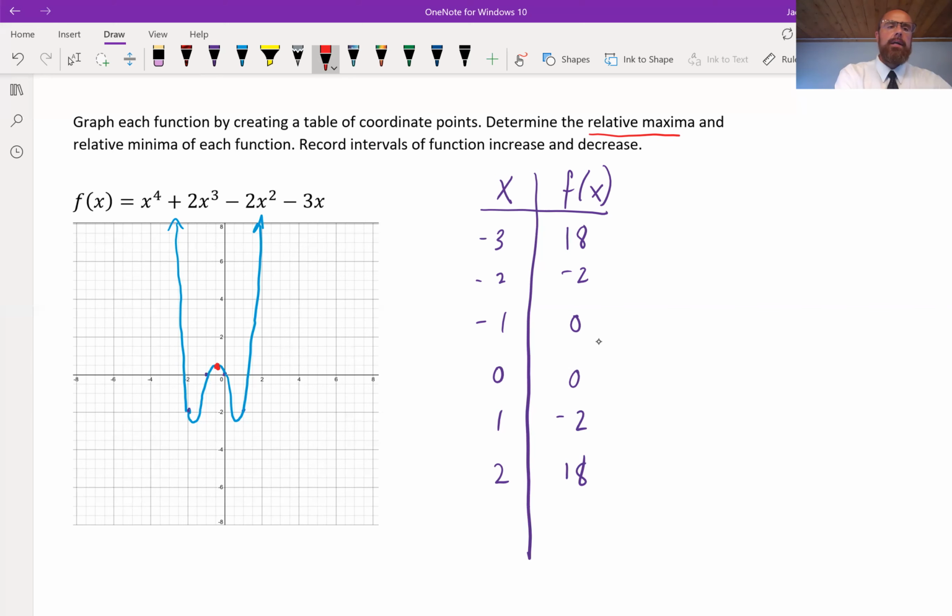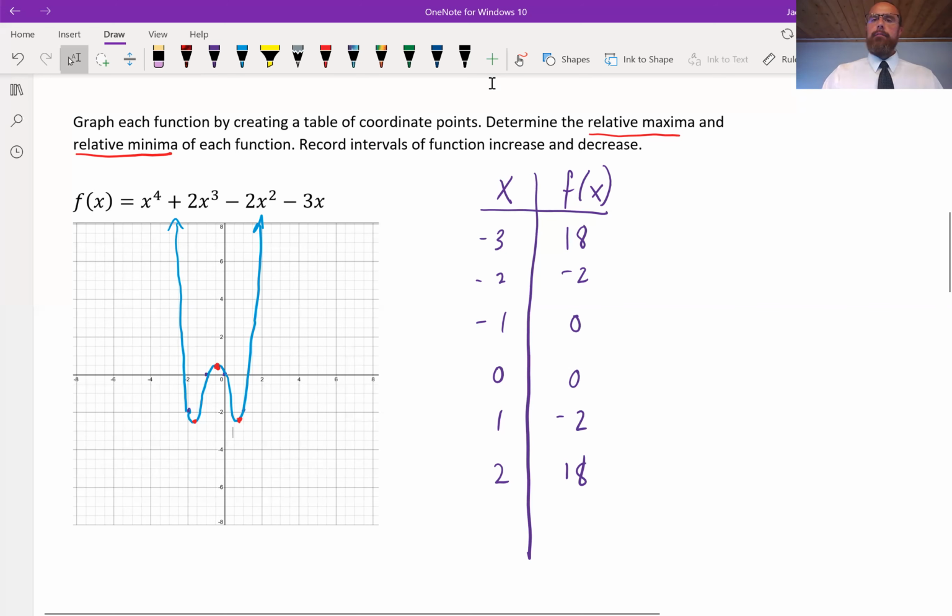And then let's identify the relative minima. Where are the low spots on the graph? Where are the valleys? Good. So it looks like on this example, I've got one relative maximum and two relative minima.